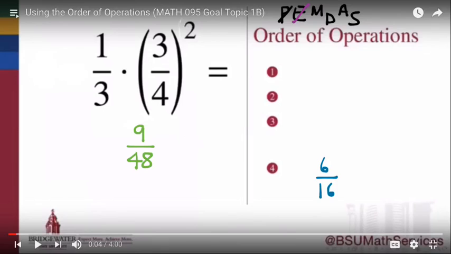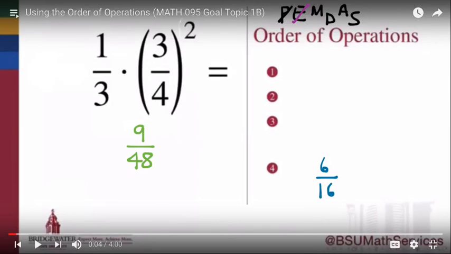So the key to whether a fraction is in its lowest terms or not is really the opposite of the multiplication process that we did. Remember, we multiplied fractions straight across. The question here is, can I break apart this fraction in a way that will give me a common factor in the numerator and denominator?